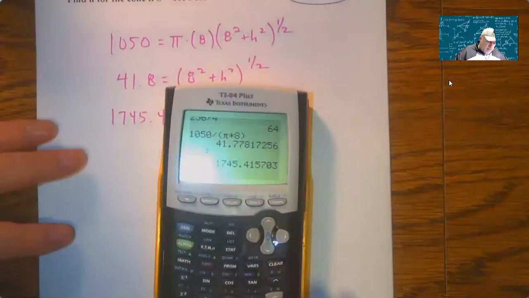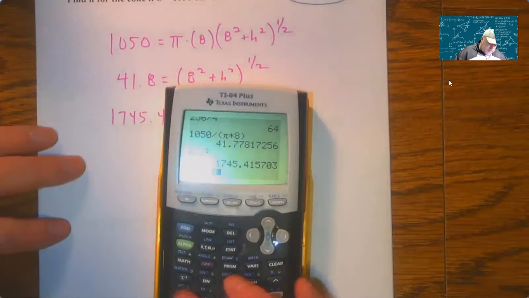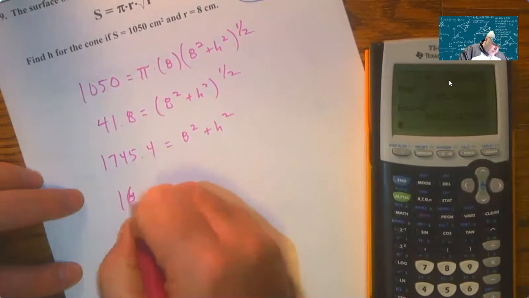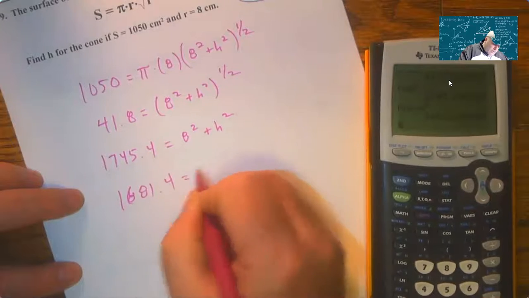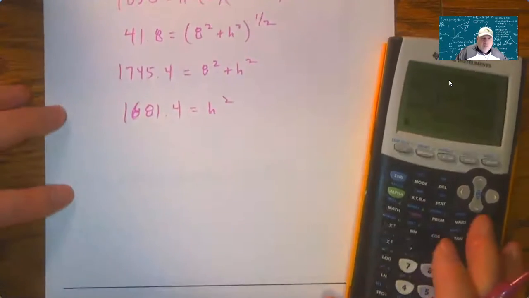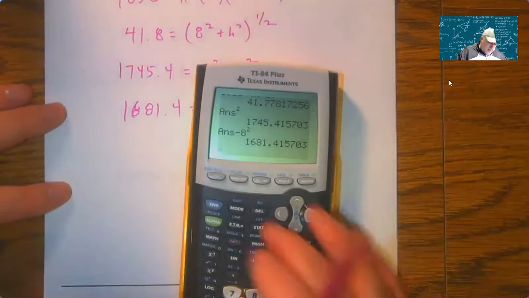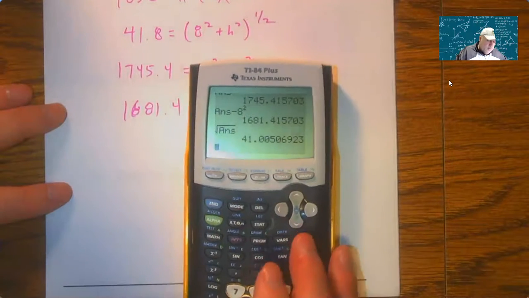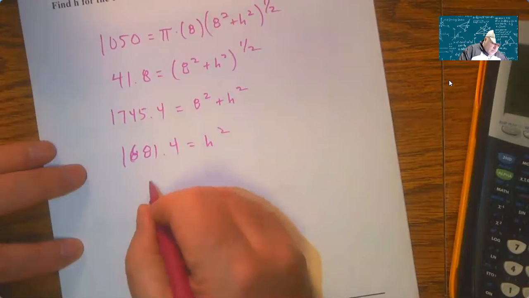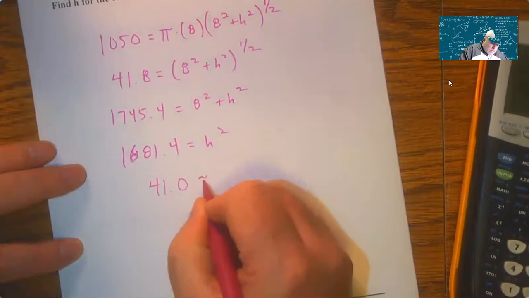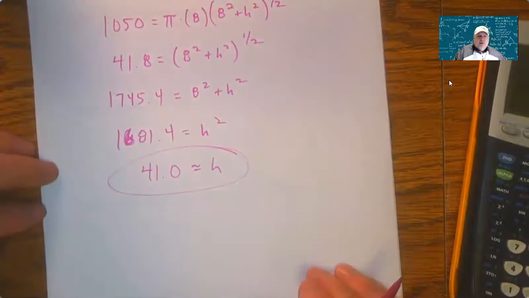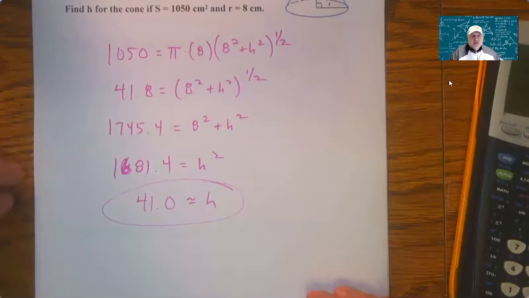So then we want to subtract 8 squared over. 1681.4. And then at this point, nice sloppy work on my part. We want to square root. 41.0. Literally, you can do all those steps on your calculator. You just need to know what to do.